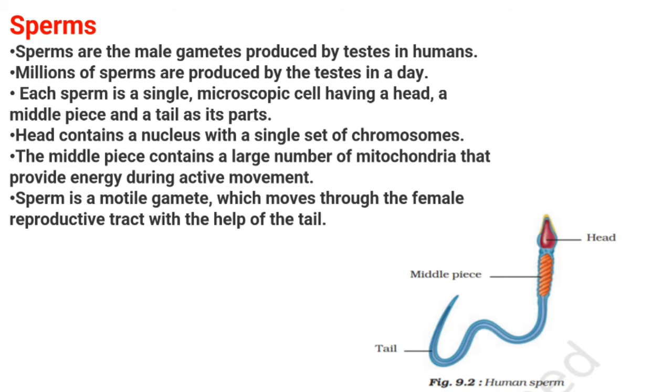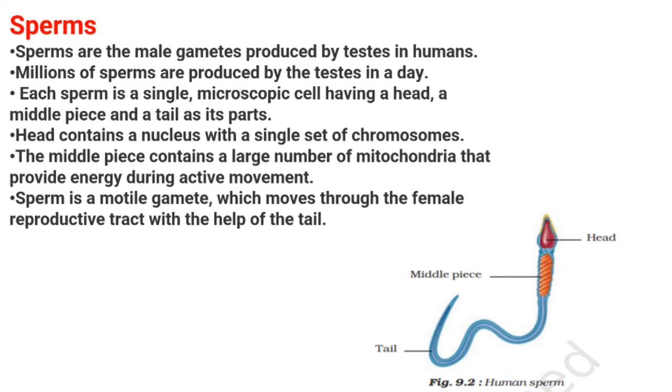More details about the sperms. Sperms are the male gametes produced by testes in humans. Millions of sperms are produced by the testes in a day. Each sperm is a single, microscopic cell having a head, a middle piece, and a tail as its parts. Head contains a nucleus with a single set of chromosomes. The middle piece contains a large number of mitochondria that provide energy during active movement.